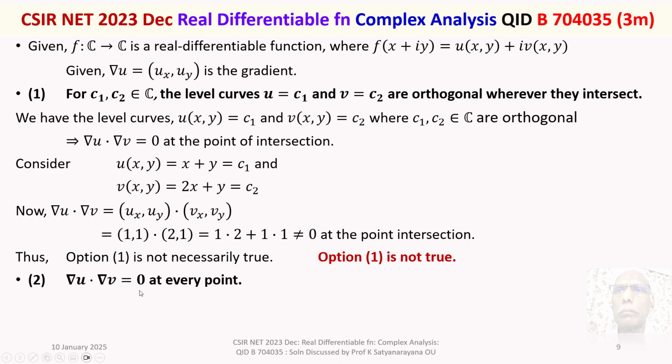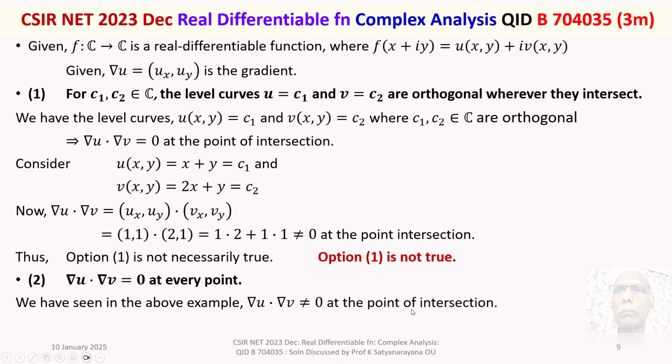Del u dot del v is equal to 0 at every point. But just now we have seen, for the above example, del u dot del v is not 0. But this option says it is equal to 0 at every point. So this is not necessarily true. We have seen in the above example, del u dot del v is not 0 at the point of intersection. Therefore, option 2 is not true. So, summarizing all the options, the answer to this question is option 3.